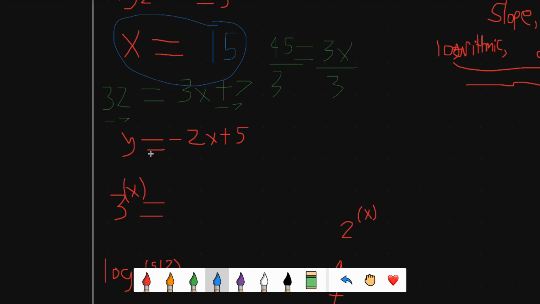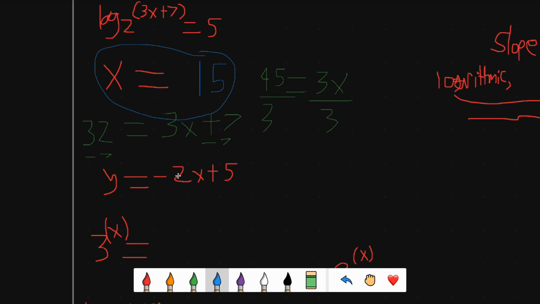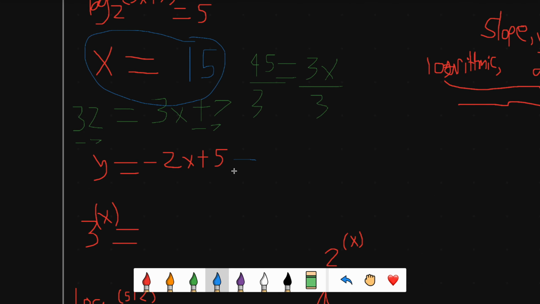Now what about this? y equals minus 2x plus 5. How do you find the two coordinates that the line will pass through? Remember, since the plus 5 here is positive 5, you can say it passes through (0, 5).